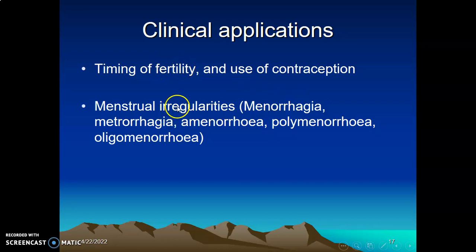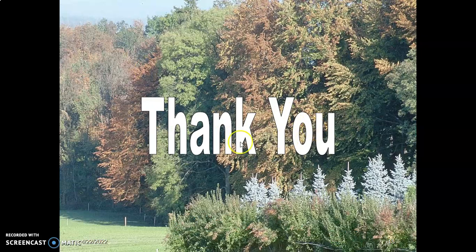Then we also have another clinical application, menstrual irregularities such as menorrhagia, when you bleed too much. You have metrorrhagia, amenorrhea, where you're not bleeding at all, polymenorrhea, where you're bleeding frequently, and oligomenorrhea, where you have bleeding but it's very little bleeding. So all these are menstrual irregularities. Another menstrual issue is dysmenorrhea, where there is menstruation associated with pain.